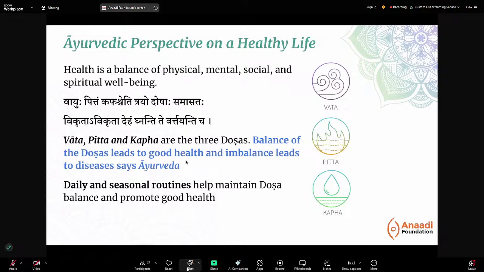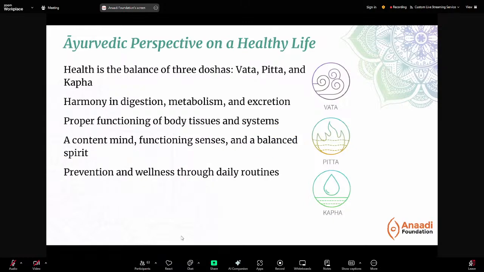The Ayurvedic perspective on a healthy life: as I told you, health is the balance of the three doshas, Vata, Pitta and Kapha. Harmony in the digestion, metabolism and proper functioning of the body tissues. The mind should be fulfilled, content, balanced. The senses should be functioning properly. And there are a lot of opportunities for prevention and wellness through daily routines. So ultimately, it is the balance of the three doshas, Vata, Pitta, and Kapha.